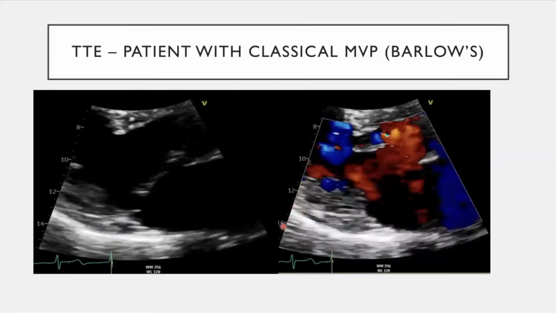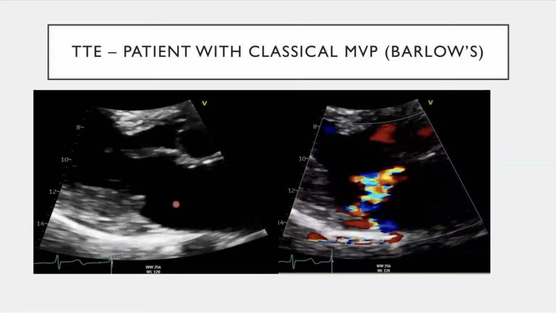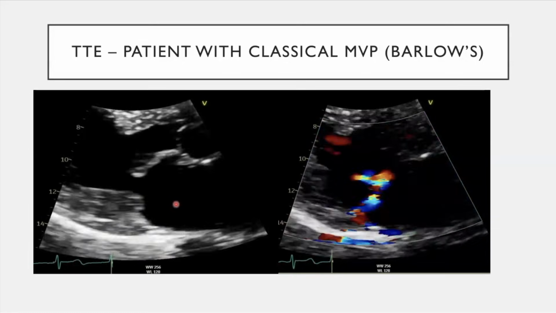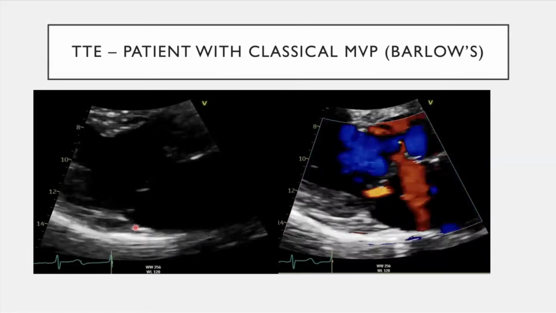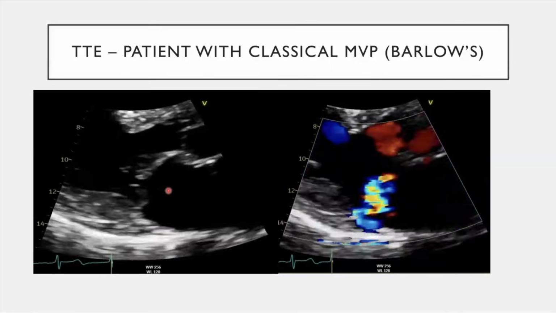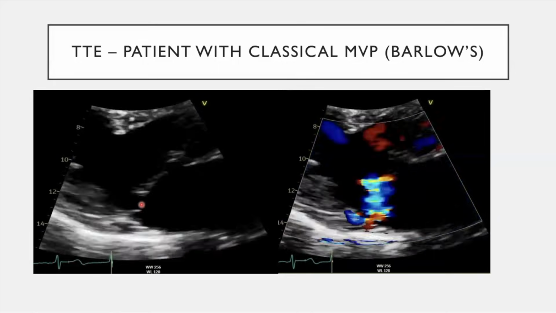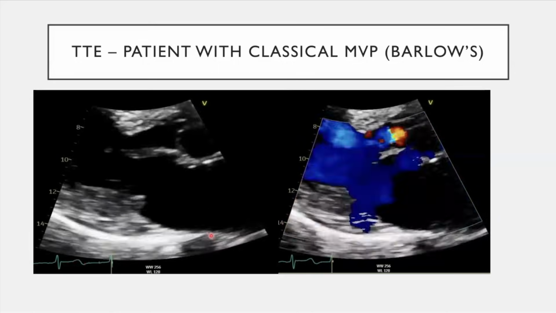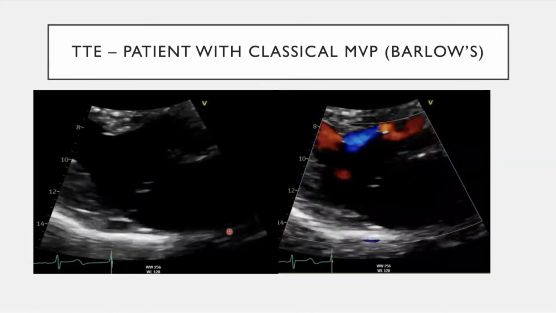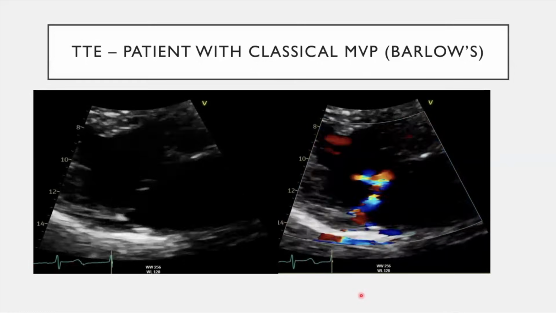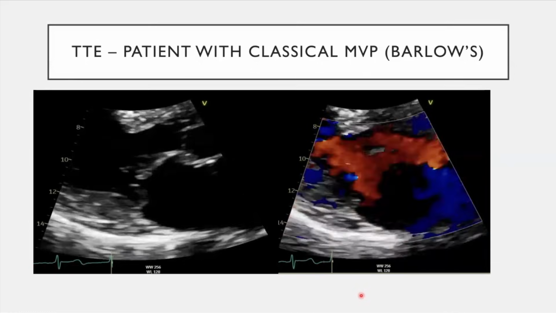On the left here, you can see that both of the leaflets are traversing the annular plane into the left atrium. This is what a billowing mitral valve looks like on transthoracic echo, where the leaflet tips stay above the annular plane, but you get this bulging of both leaflets across the annular plane and into the left atrium. And here we can see a quite eccentric, posteriorly directed jet of mitral regurgitation.